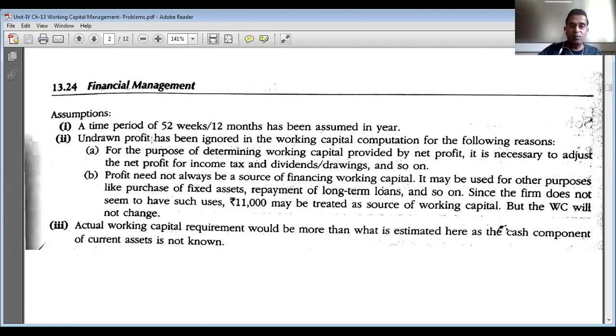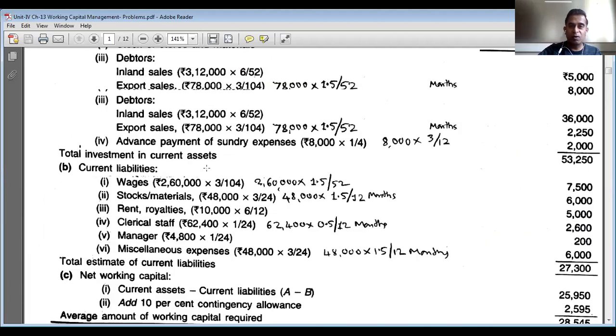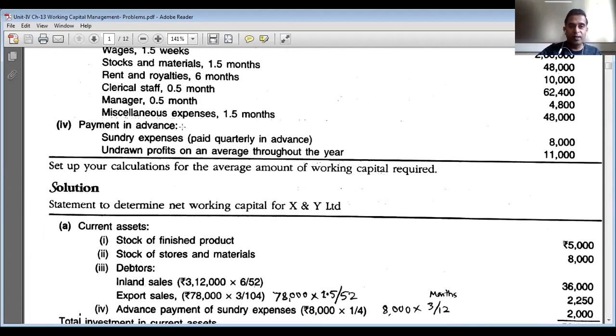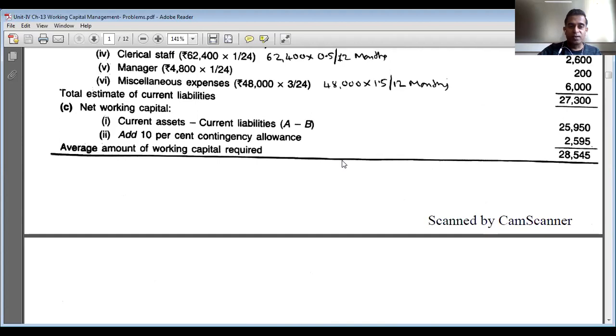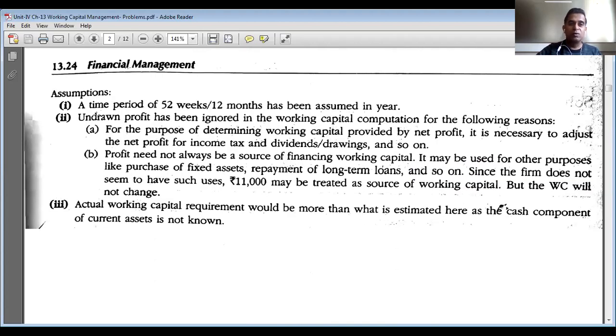Second, undrawn profit. So I'll quickly take you to the problem. Look here, payment in advance. Undrawn profits on an average throughout the year, 11,000 rupees. So how are we going to adjust undrawn profit? Undrawn profit has been ignored, meaning it is not considered in the computation of working capital, because of the following reasons. I repeat, undrawn profit has been ignored in the working capital computation for the following reasons.